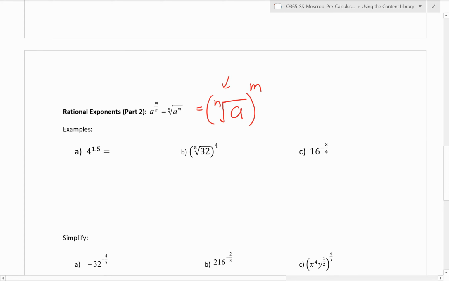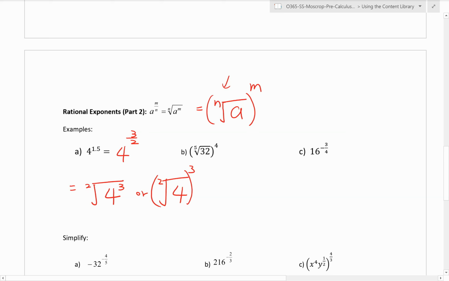So I'll show you this one here. 4 to the power of 1.5, we can change this into radical form. 1.5, recall, is the same thing as 3 over 2. So now we can turn this into radical form. The base is the radicand. The denominator is the index, which is 2. Usually you don't need to write it because it's a square root. Now, you can write the exponent with the 4, or you can write it as cube for the radical.